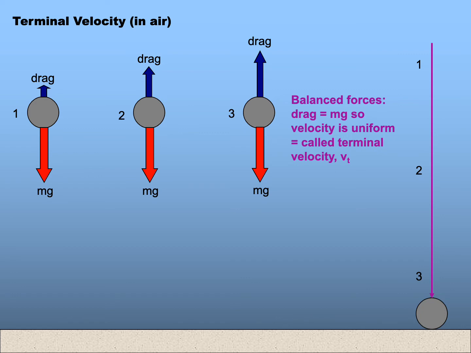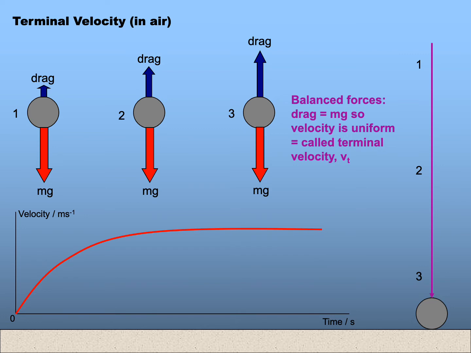through air. If we plot a graph of velocity downwards against time, we typically get a graph shaped like this. And if you look at position 1's force diagram, it corresponds to the very beginning of the graph. You'll notice the line is quite steep, so the velocity is increasing quite a lot per second. So quite a big acceleration at position 1.